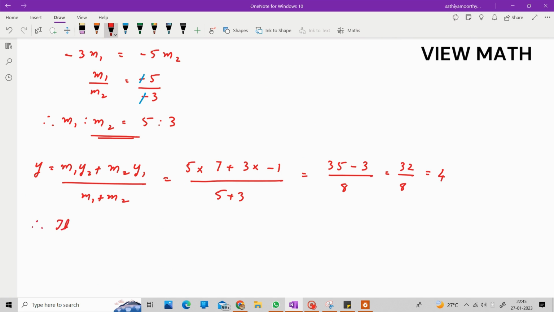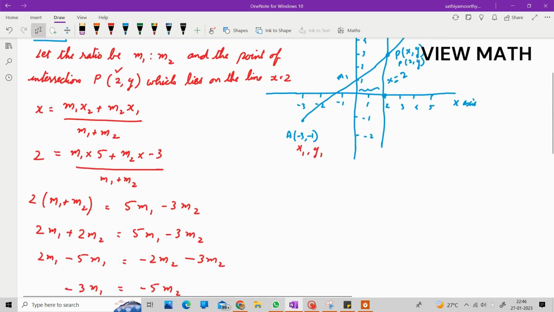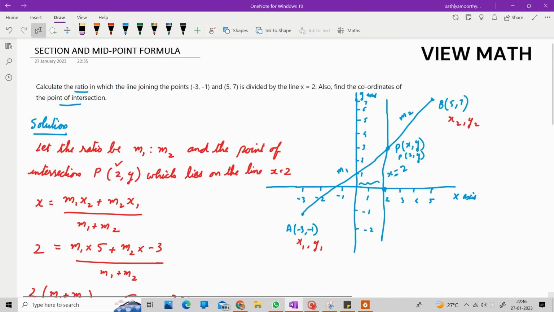Therefore, the point of intersection is P, which is 2 comma 4. So we have found out the point of intersection. So you can see here the point of intersection. So this point is 2 and 4.